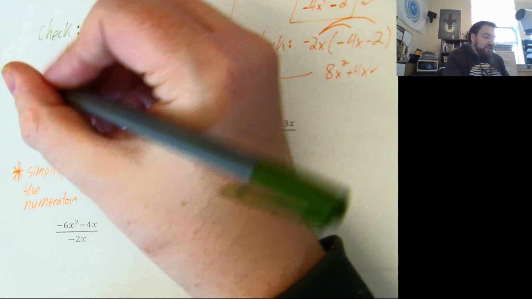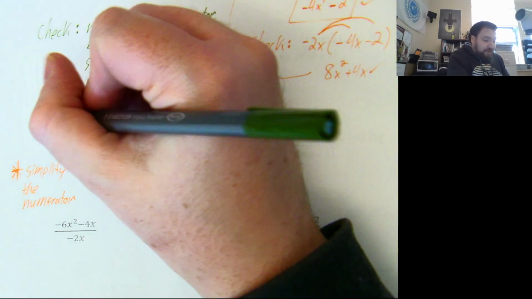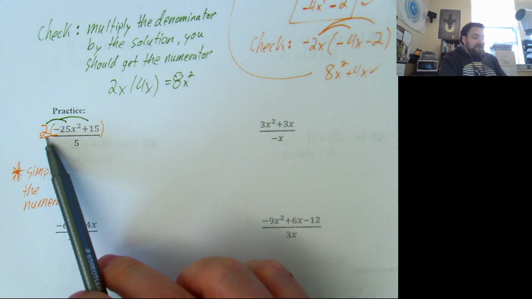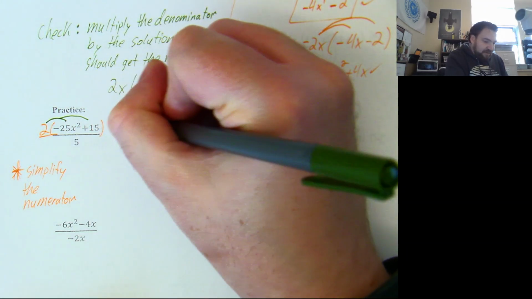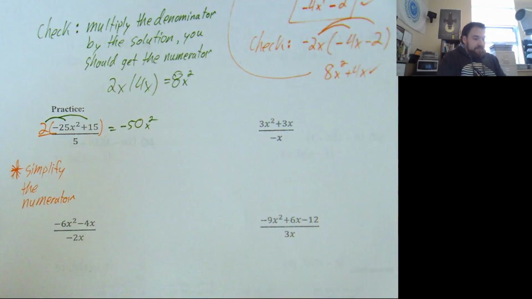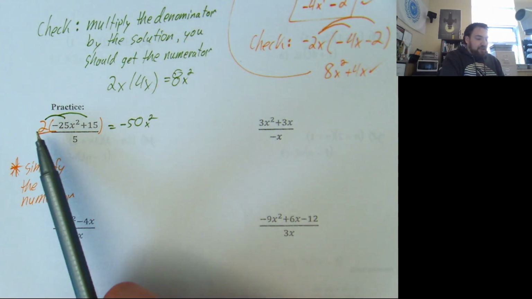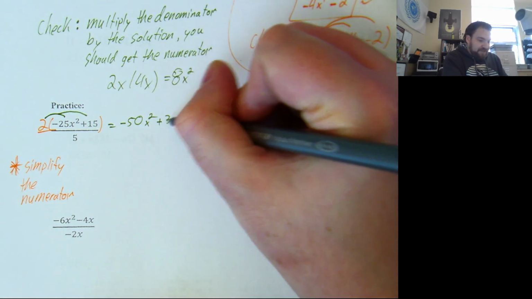Now, by simplifying the numerator, I mean actually do this multiplication. Distribute this thing in here. What's 2 times negative 25? You betcha. And the x squared here just comes along for the ride. So 2 times negative 25x squared is negative 50x squared. And 2 times positive 15 is? You betcha, it's positive 30.